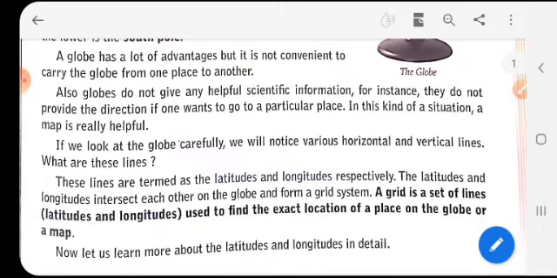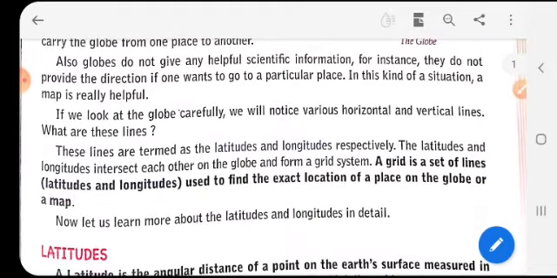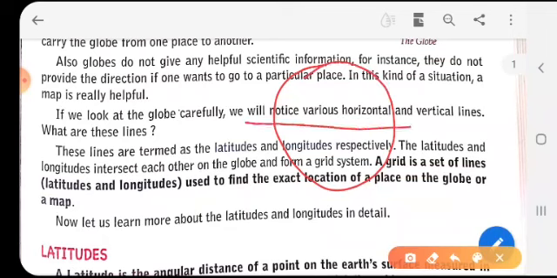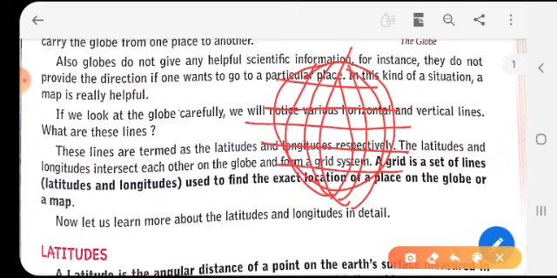So if we look at the globe carefully, we will notice various horizontal and vertical lines. Now let's learn what these lines are. So children, this is a globe and you will find these horizontal lines drawn over it and the vertical lines drawn like this. Now when these lines are drawn like this, you will find small squares forming in between. These small squares are called the grids.